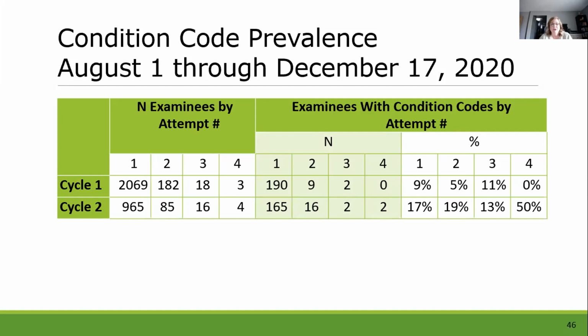And then cycle two, 965 attempted on their first try, 165 received condition codes, so a higher percentage, 17%. So this is coming to you, the slides, so you can analyze it in more detail in your own leisure time. Next slide.